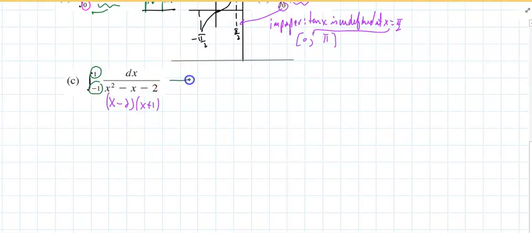This graph right here, this function, I should say, not graph, this function is not defined at 2, and it's not defined at -1. Do you see that problem? You're integrating from -1. You have a vertical asymptote there. That's an infinite.